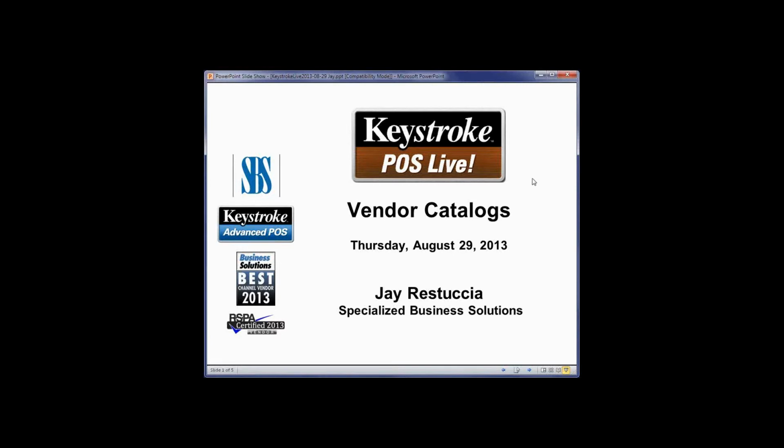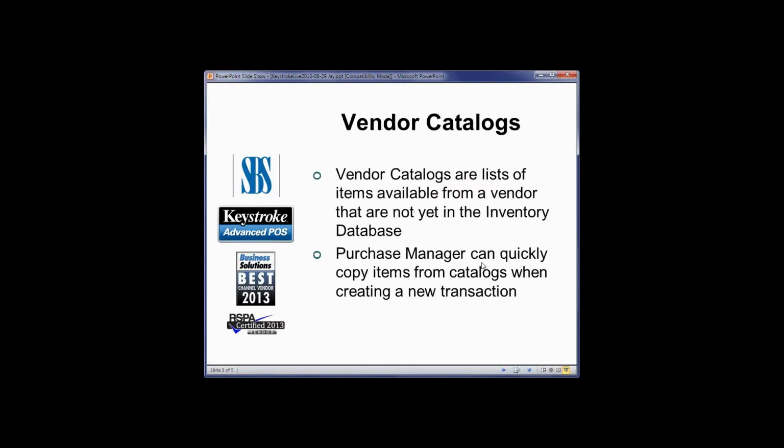These would be used for things like price lists from your vendors, where a vendor may offer a large selection of items. You don't necessarily need to add them all to your Keystroke inventory, but you want the availability to add items selectively, as needed. I'm going to jump right into our vendor catalogs here and start with some practical examples right in Keystroke.